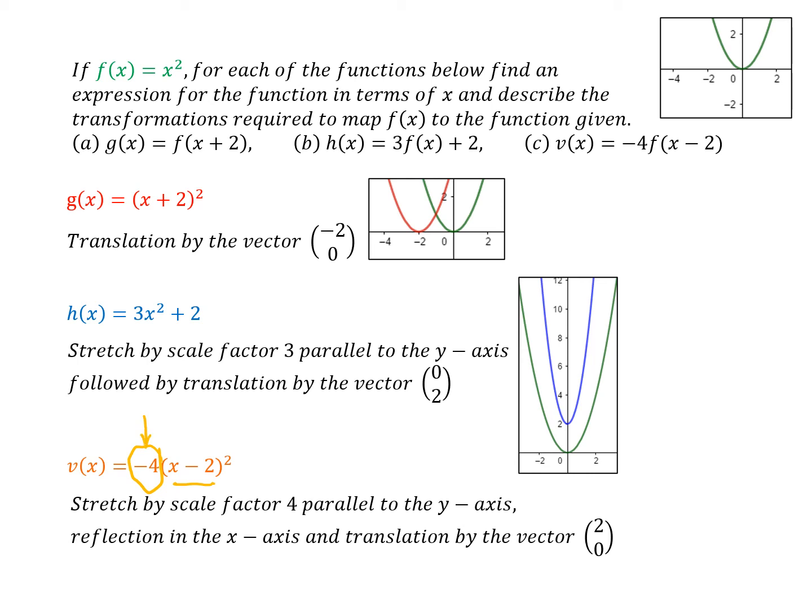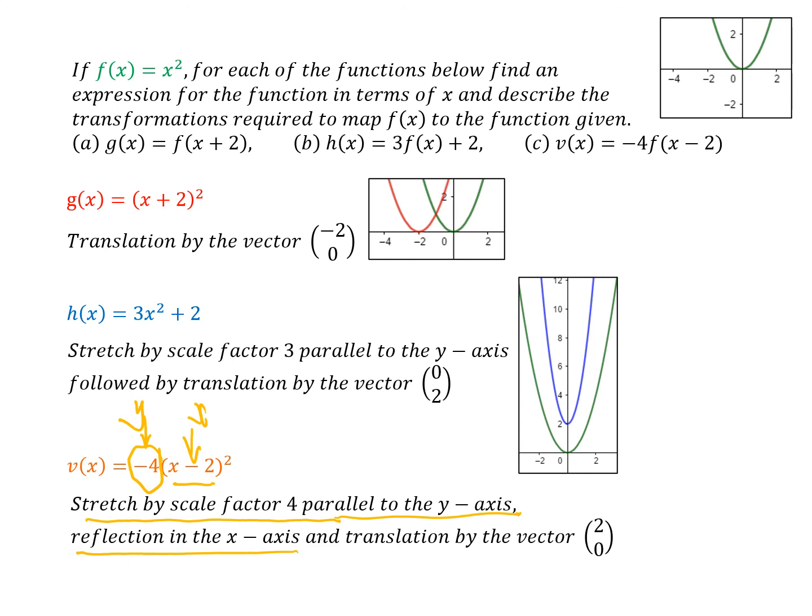Well, these transformations here are affecting the y values. These are affecting the x values. So the y values are being multiplied by 4, so it's a stretch by a scale factor 4 parallel to the y-axis, but they're also being multiplied by -1. So that's why we get a reflection in the x-axis. Then the -2 inside the brackets translates the function by 2 units to the right in the positive x direction.